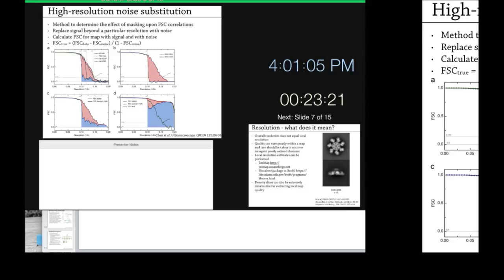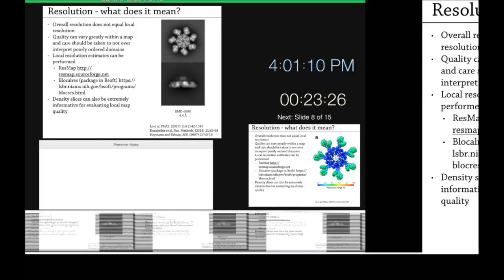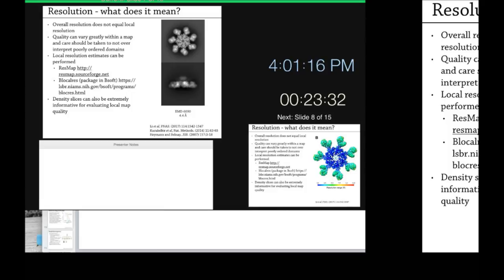And so now that we've gotten what we think is a true resolution, what does it actually mean? One thing I always look at in my reconstructions, and I think is important to look at, is what is the actual resolution locally? So the overall resolution doesn't really have a whole lot to do with what local resolution is. In some cases, you can see all of the details you'd ever want in some region, but the region that you're actually interested in is entirely blurred out.